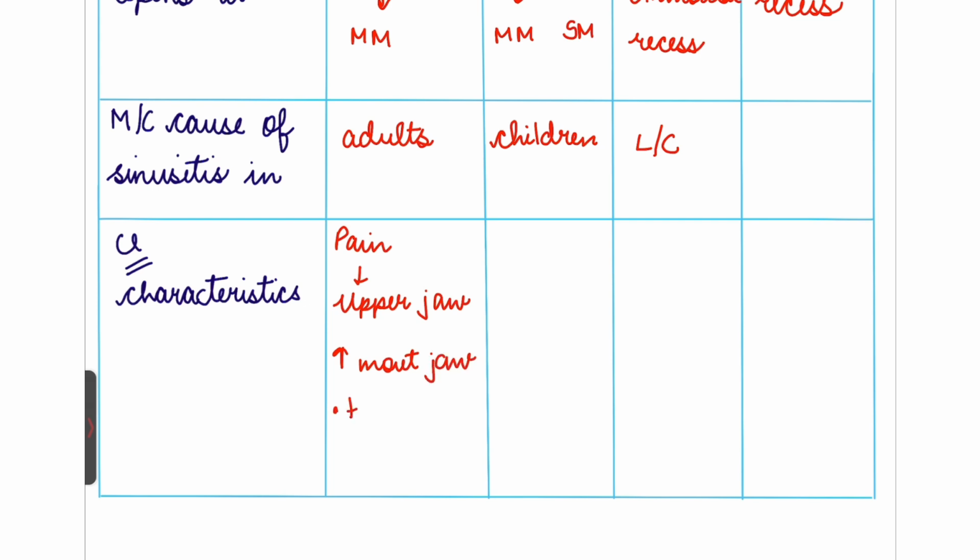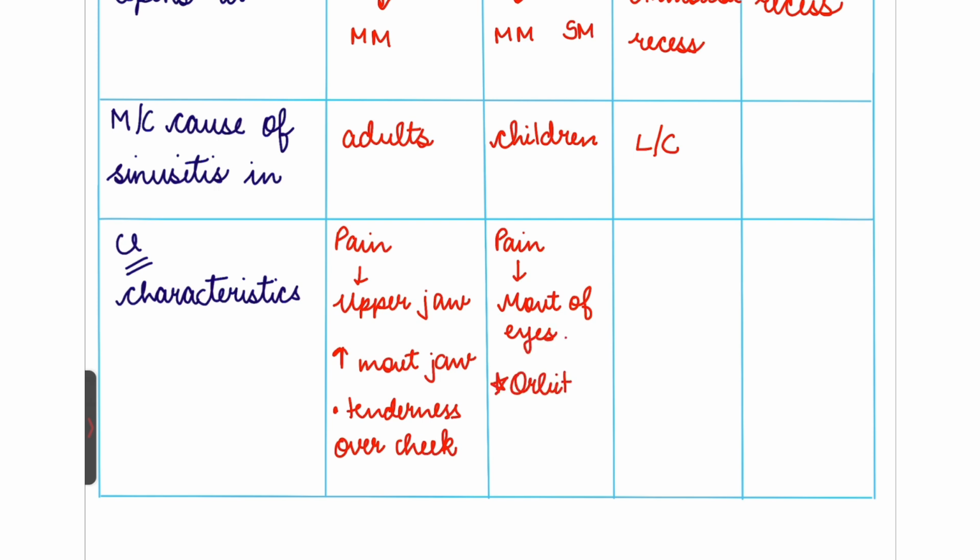And also there will be tenderness over the cheek. That is the location of the maxillary sinus. Ethmoid sinus is located medial to the eyes. Therefore, pain is felt when eyes are moved. And also, this sinusitis can present with orbital complications.